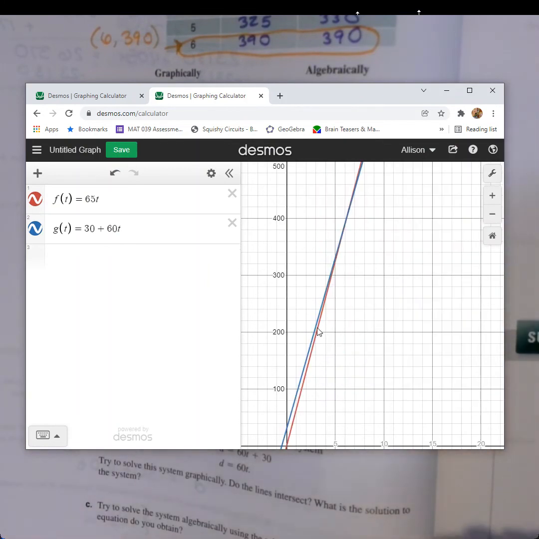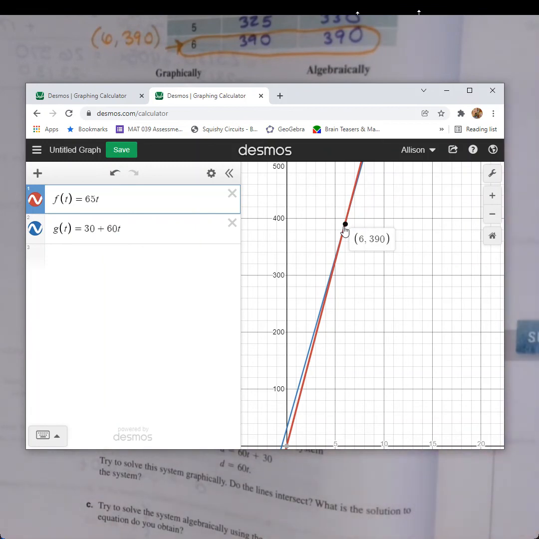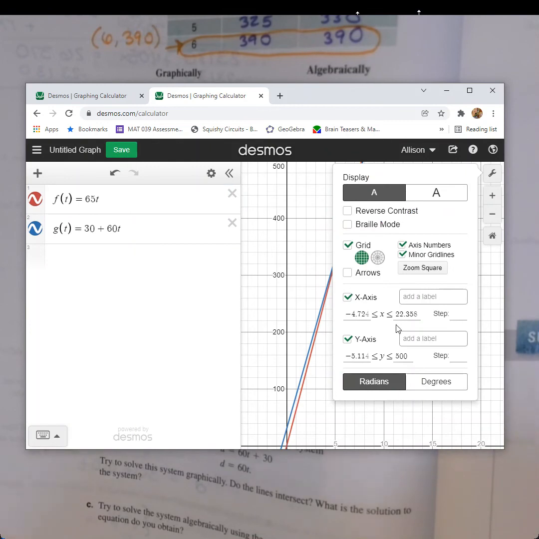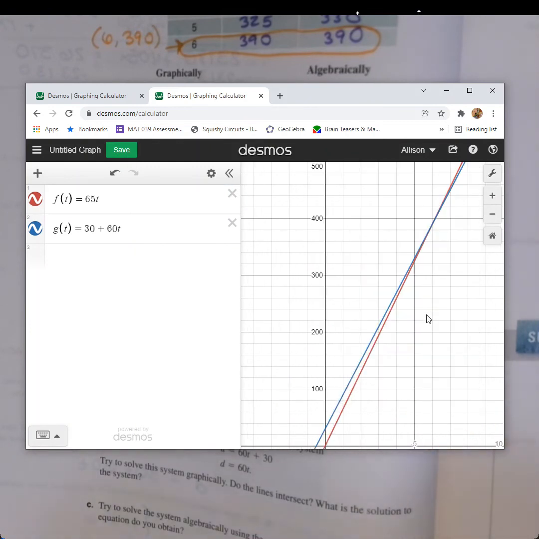And if I click on one of the lines, I can't see exactly where they cross, but don't forget that gray dot, which is a point of interest, the intersection point, is going to show up. So I know they cross at (6, 390). If I wanted to see it a little better, I could shrink my x-axis down. It's going up to 22. If I cut it down to 10, perhaps, then there's a little more space between the lines. I might be able to pinpoint where it was. But again, the gray dot showing up is of great help.